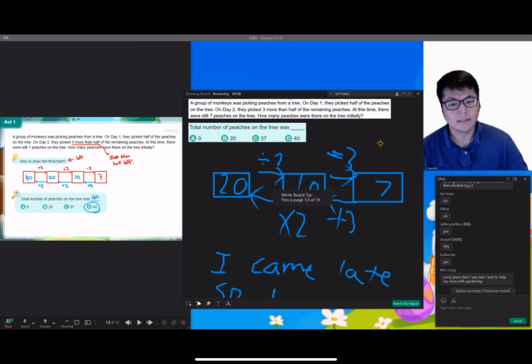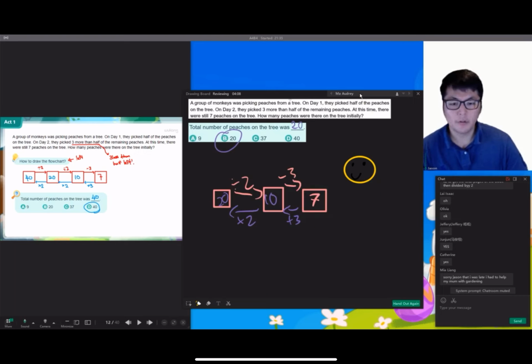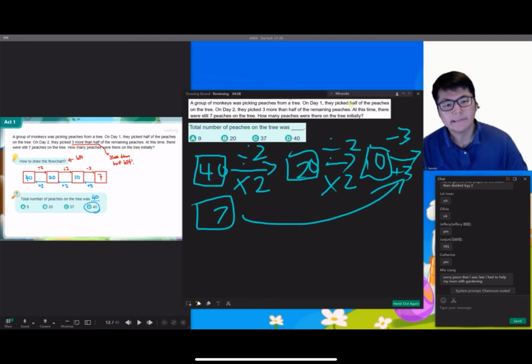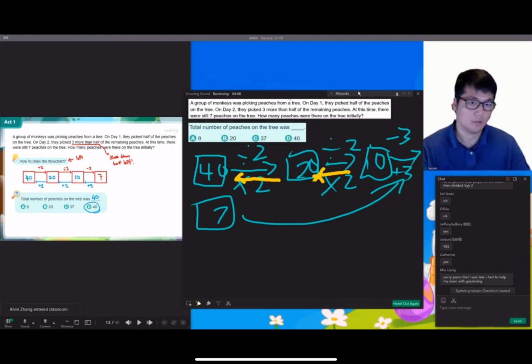Isaac, let's see. So, yep. So time to focus now, Isaac. No, Audrey, sorry, that's wrong. Nope. Miranda, going forward. But you need to show me arrows going backwards as well, Miranda. Otherwise, it's not a flowchart. Flowchart means it needs to flow.